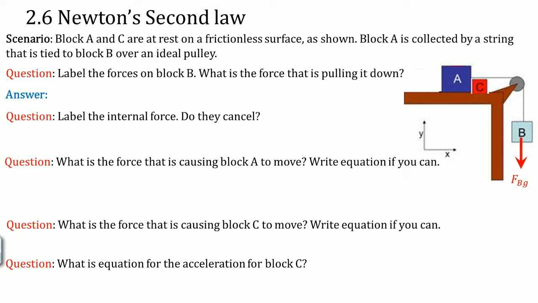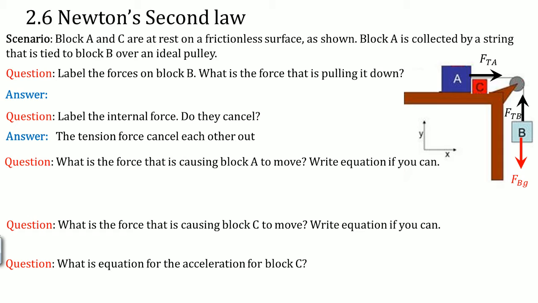The next question. Label the internal forces in this system. Do they cancel? Well, here's the answer. There is force of tension on A and there's force of tension on B due to the ropes. And yes, they do cancel. The tension forces here cancel each other out.